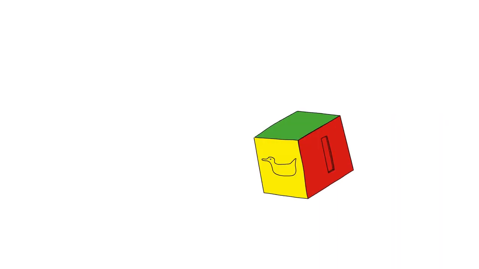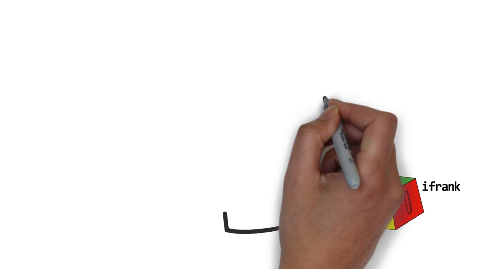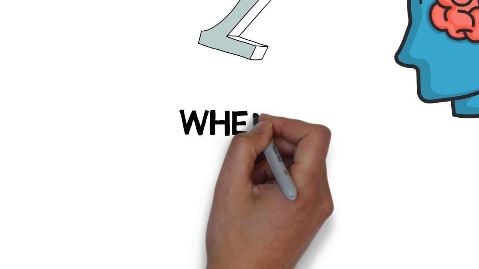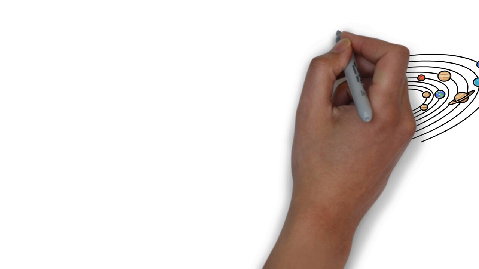How do you and I think about the world? One way that people have in common is through numbers. But what are numbers like 2 or 8? Where do numbers come from? Maybe numbers are part of the natural world. Or are they products of the human brain?